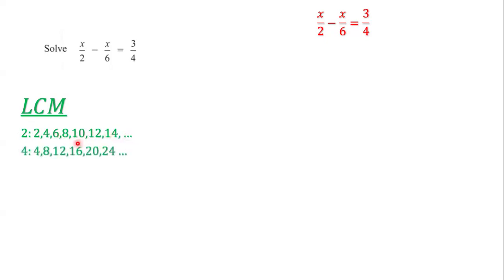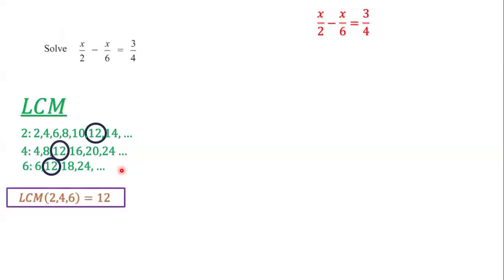Next, we list the multiples of 4, which are 4, 8, 12, 16, 20, 24, and the list goes on. And we list the multiples of 6, which are 6, 12, 18, 24, and the list goes on. And so that means the LCM of 2, 4, and 6 is definitely 12.